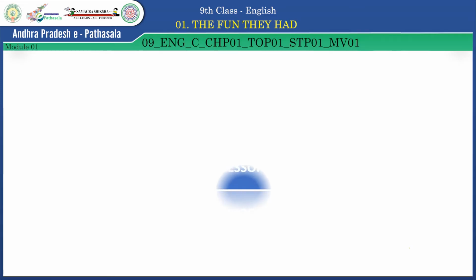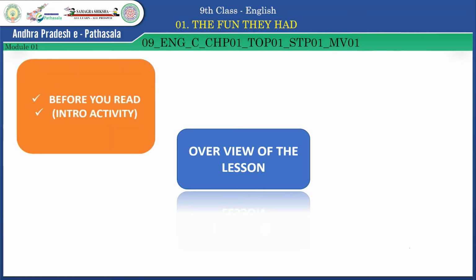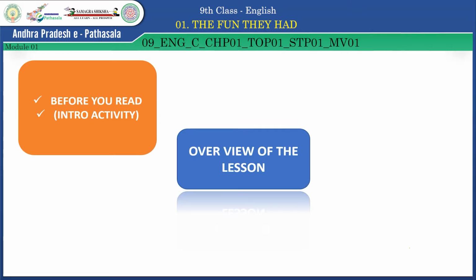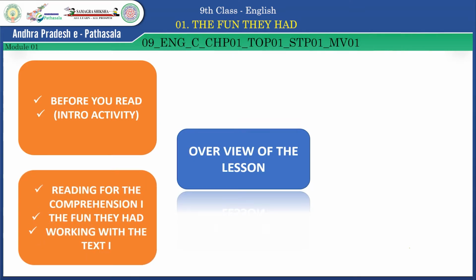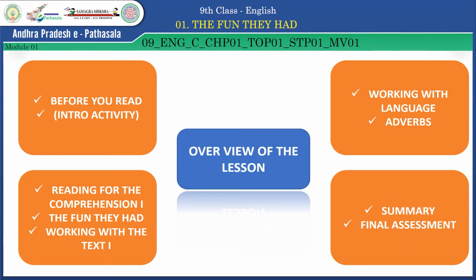In the overview of the lesson, we have 4 parts. The first one is the before you read activity. The second is working with the text by reading the comprehension. Third, working with the language with focus on adverbs. And fourth is the summary and final assessment.